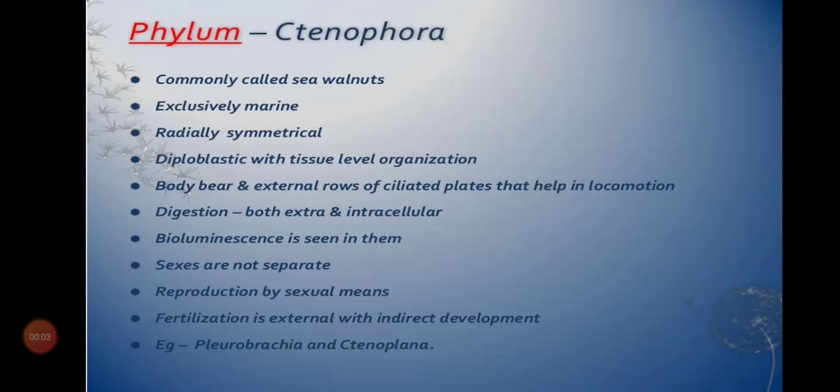Welcome back, children. Last video we learned about Ctenophora. What is the main characteristic of Ctenophora? Bioluminescence, and we can see comb plates. Okay, and reproduction, it's only by sexual mode.